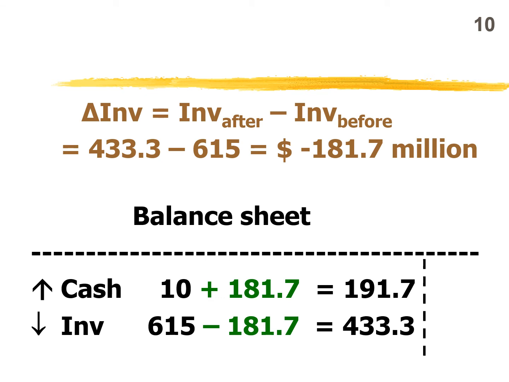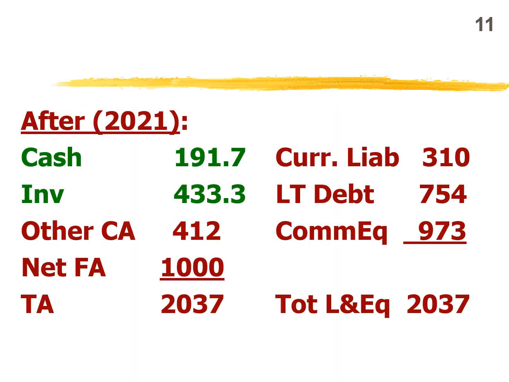This would have driven cash from $10 million up to around $192 million. Again, if MD does not need the additional cash, it could use the additional cash to pay off some of its debt. After this change, MD's balance sheet would look like this.